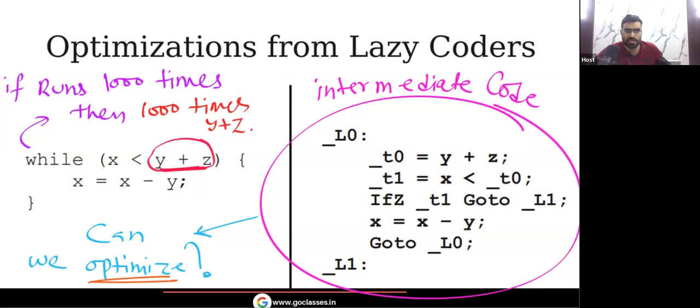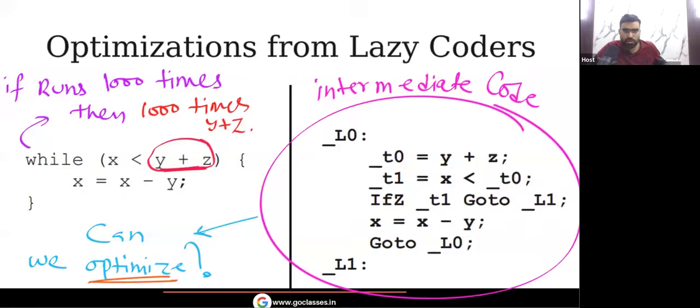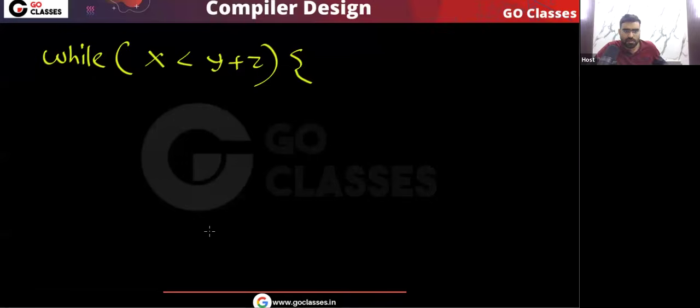That is stupidity, because are you changing y? Is y changing in this while loop? Y is not changing. Is z changing? Z is also not changing. Are you getting my point? This is the code: while x is less than y plus z, and you can see x is equal to x minus y.